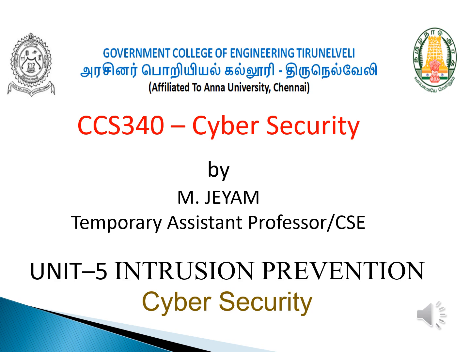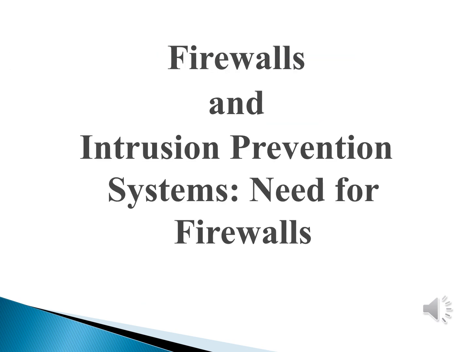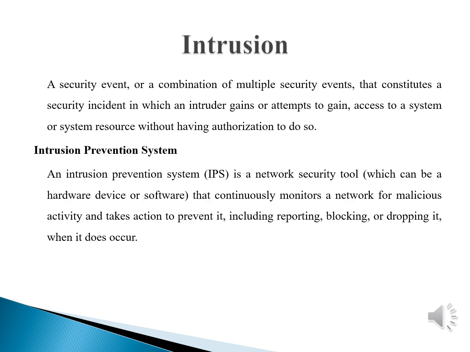Unit 5 in Cyber Security is Intrusion Prevention. Before entering into the topic, we have to know what is intrusion and why we have to prevent it. First topic is firewalls and intrusion prevention systems. Basically, intrusion is a security event or a combination of multiple security events that constitutes a security incident in which an intruder gains or attempts to gain access to a system or system resource without having authorization to do so.